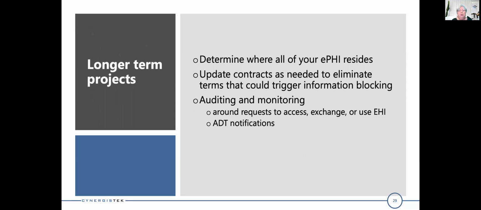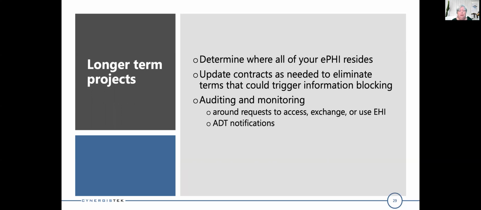Think about updating your contracts to eliminate any terms that could be information blocking. So again, if you have a contract that expires in June of next year, you want to have evaluated it for any terms that might be information blocking. And then as you update it next year, then you obviously want to eliminate those terms that could constitute information blocking. Think about things you might want to audit and monitor going forward.